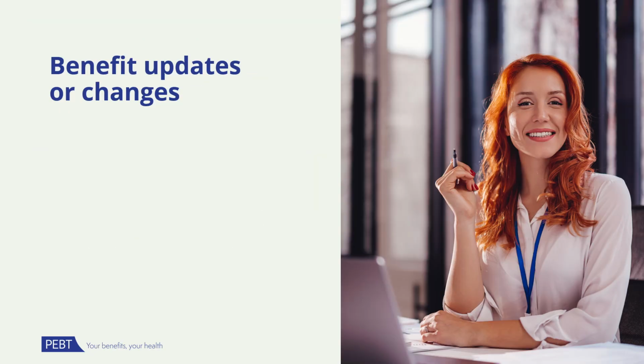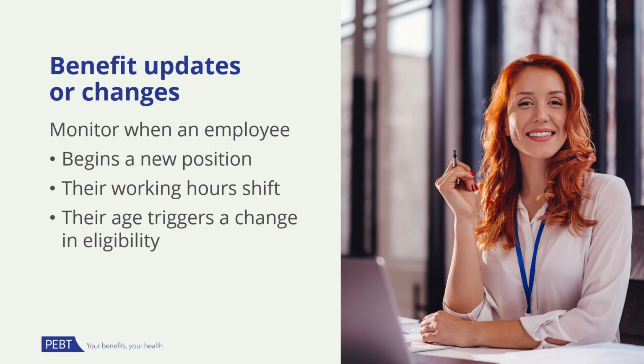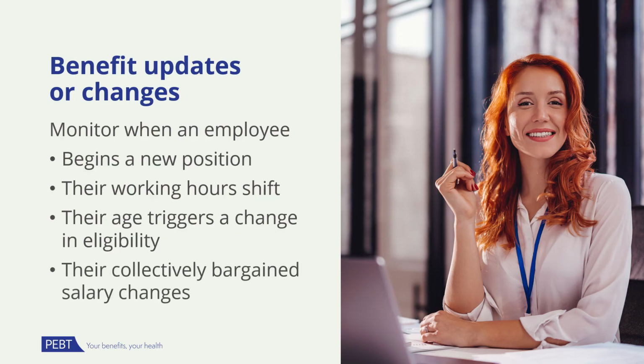There are several factors that can change the employee's eligibility for benefits or the employee's level of coverage. For example, their employment status with the district changes. They get a new position, work more or less hours, and their earnings may change due to their status change. Changes based on the employee's age, or collectively bargained salary changes.